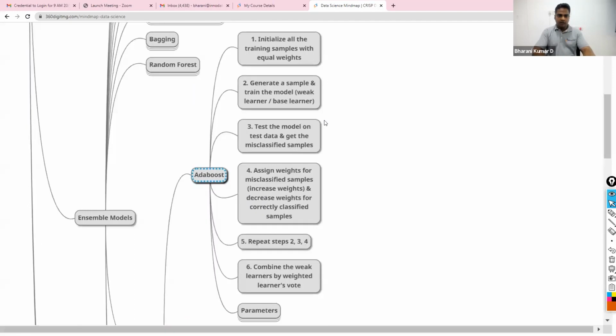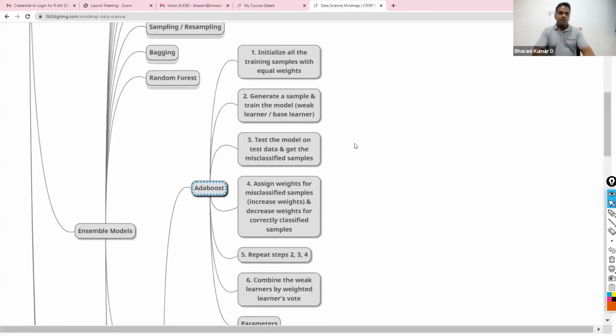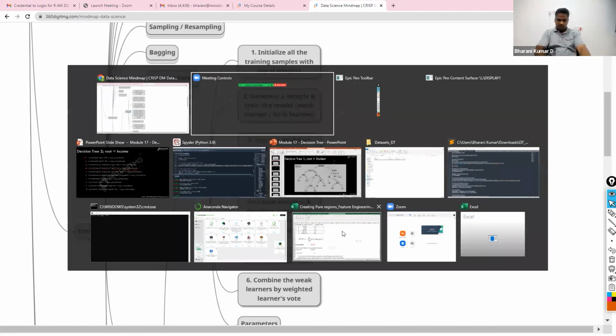In 1995, people came up with a specific algorithm called AdaBoost. AdaBoost stands for adaptive boosting. So let's get into the algorithm and then let me explain.